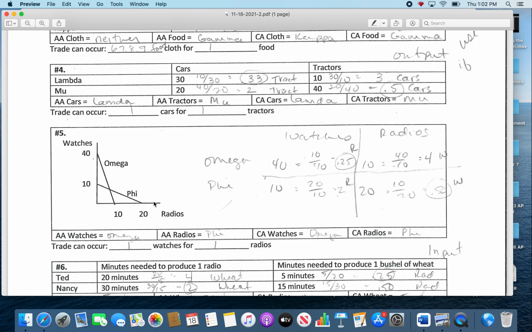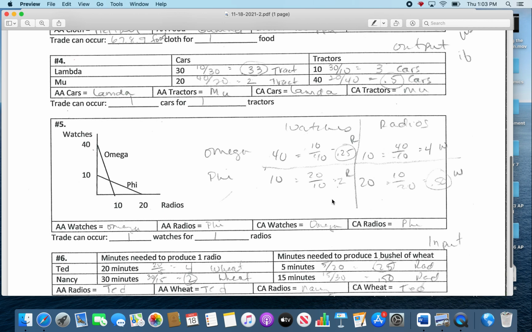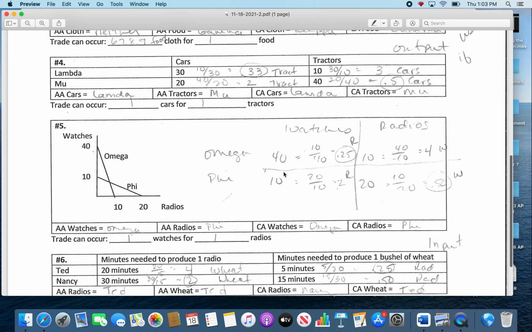And for phi, if they use all of their resources to make watches, they're going to make 10. All of their resources to make radios is going to be 20. And then do it again, 20 over 10, 10 over 20. Who has the absolute advantage in making watches? It's going to be omega. In radios, it's going to be phi.